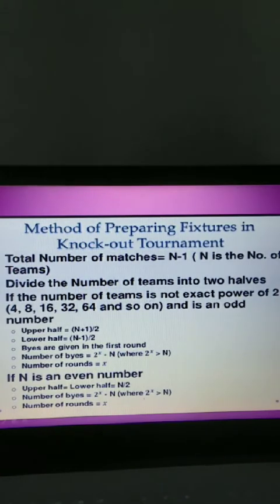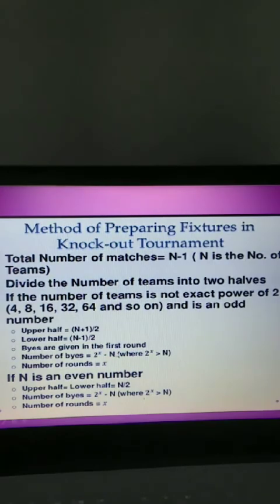If the number of teams is not an exact power of 2, like 4, 8, 16, 32 and 64 and so on, and is an odd number, the number of teams in the upper half will be calculated by the formula (N plus 1) upon 2. Number of teams in the lower half will be calculated by the formula (N minus 1) upon 2 in case of the odd number.